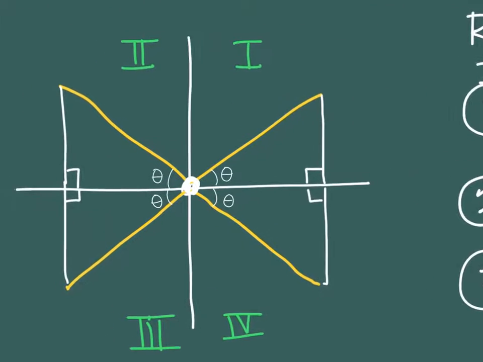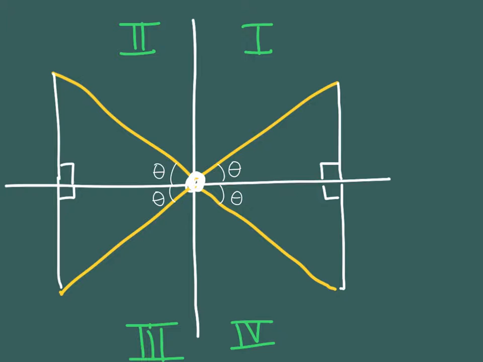Okay, now we want to label some pieces of our reference triangles here. The hypotenuse, those yellow lines that I've drawn, those are always going to be positive. It doesn't matter what quadrant they're in. The hypotenuse is always a positive number. I don't care if it's in quadrant 3 or 2 or anything else, it's always a positive value.